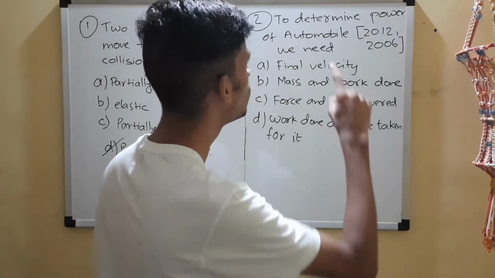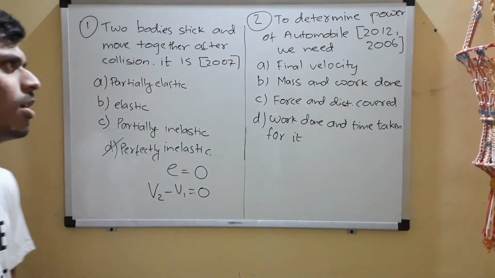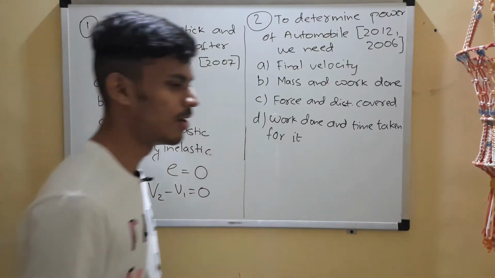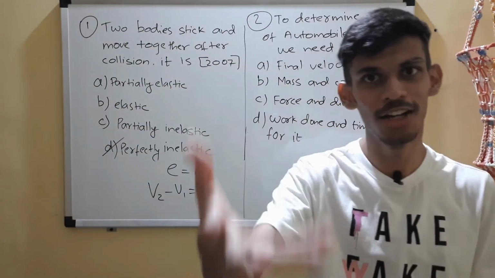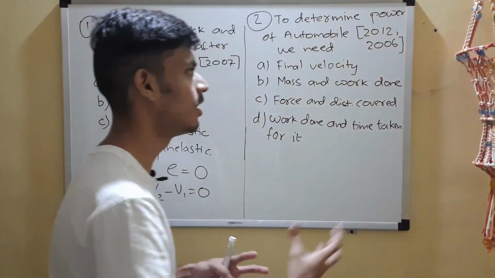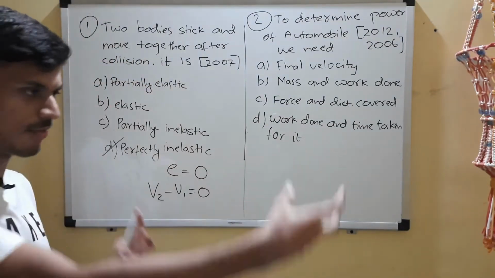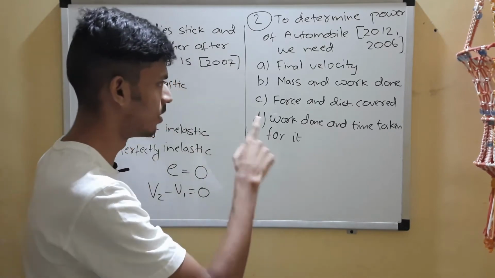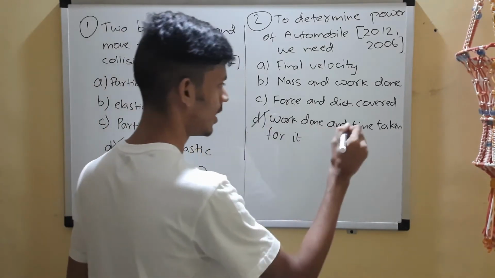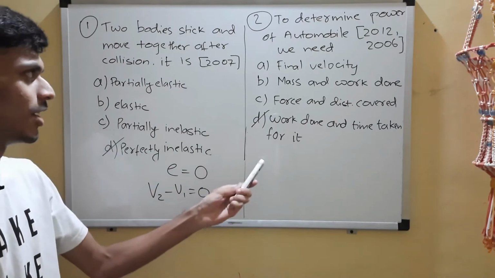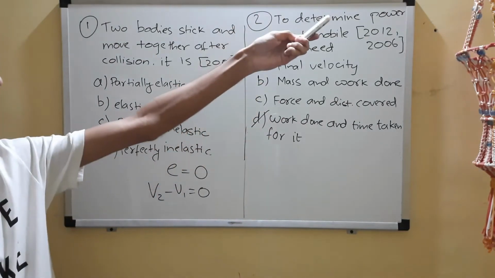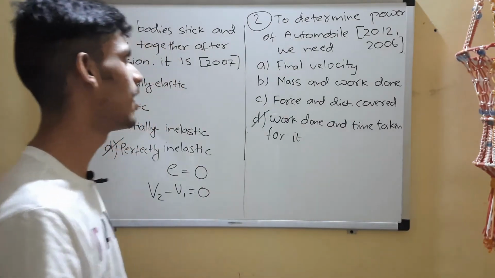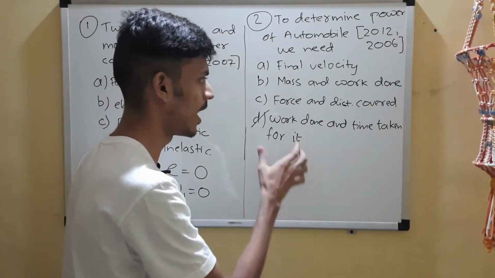Coming to question 2: to determine power of an automobile, which of the physical quantities do we need? Now, how is power defined? Power is the rate of doing work, or average power will be the work done in a given time interval. So where can we find that in the options? Here, option D, right? Work done and time taken for it. That is how we can compute power of an automobile or any other thing. We just need the work done and the time taken for it.